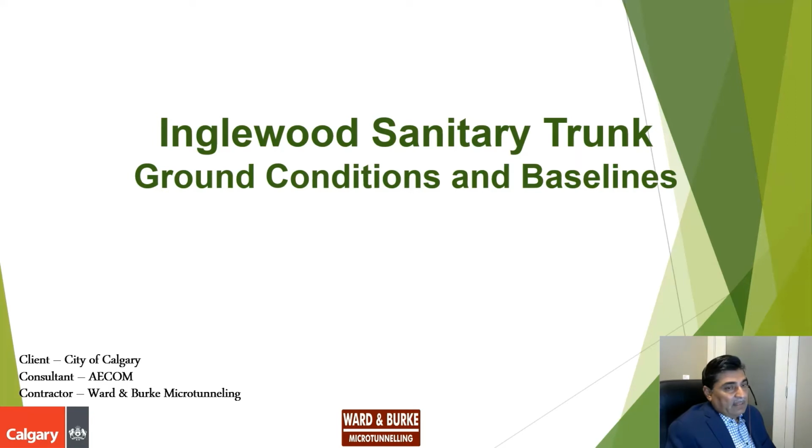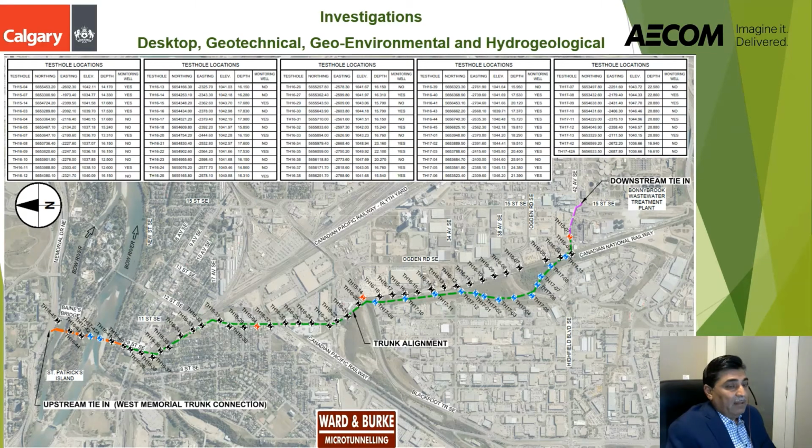Now we will discuss Englewood sanitary trunk, what ground conditions were encountered, and what baselines we have provided. So first of all, this figure shows how many boreholes we drilled. So all those circles, they show boreholes. Basically, we drill boreholes at 90-meter spacing, and all boreholes extended at least 2 times tunnel diameter below the invert elevation of the tunnel. And we installed monitoring wells in all of them to measure hydraulic conductivity, and then we did some pumping tests as well.